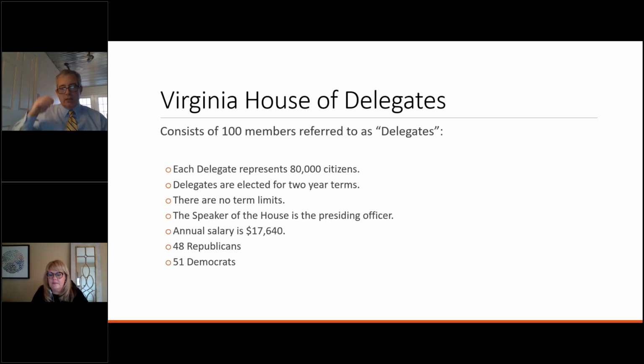You'll see the annual salary of the House of Delegates is very low, $17,640. Virginia does that on purpose because we pride ourselves in not having a professional legislature, though they most likely have gone that way in recent times. But we like to think that we have a citizen legislature. So that we have folk that are living and working out in the community just like everybody else, and we think that is a better way to garner representation for the Commonwealth.